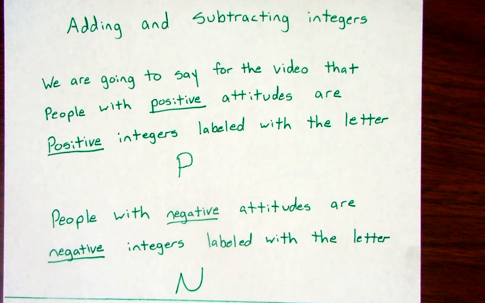So for today's video, since this is the first time we're seeing adding and subtracting integers, we are going to say that people with positive attitudes are our positive integers labeled with the letter P, and people with negative attitudes are our negative integers labeled with the letter N. So let's see if we can do some examples here in a minute.